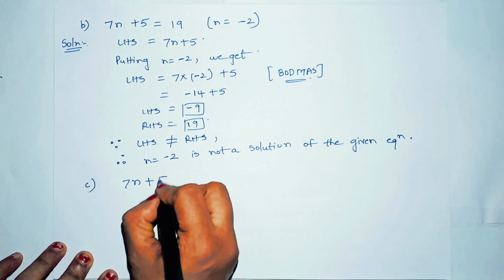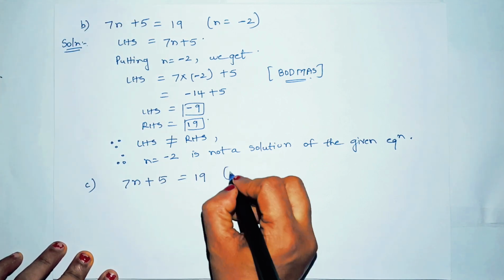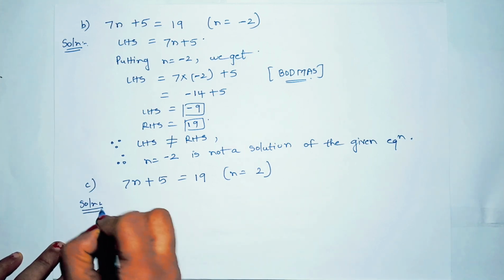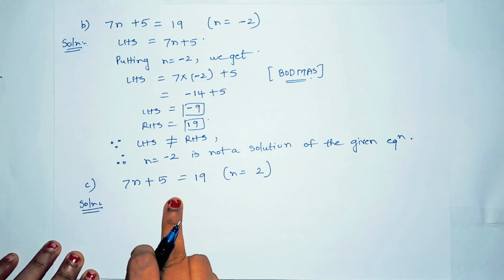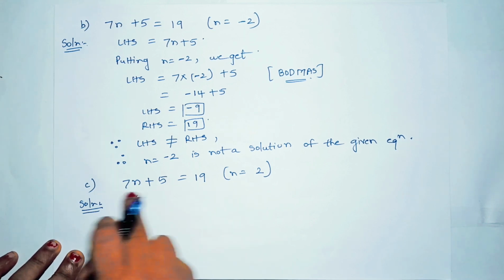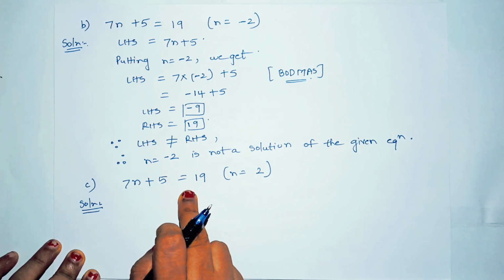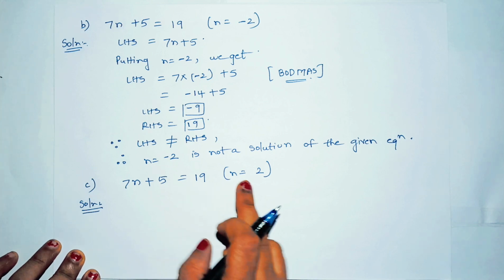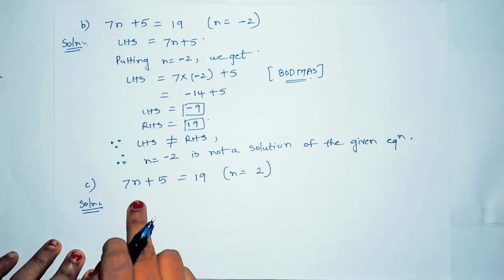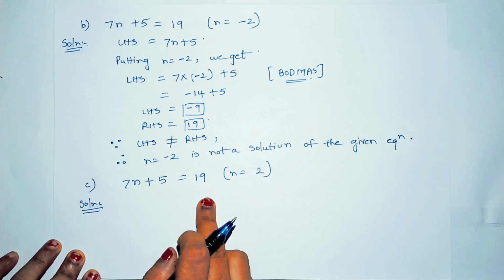Next sum: 7n plus 5 equals 19, n is equal to 2. Let's check. Solution: again the question says you have to check whether the value given in the bracket is a solution of the given equation or not. So for that, what is the procedure? You have to put the n value as 2 in LHS, find out the value of LHS, and then check whether LHS is equal to RHS or not.